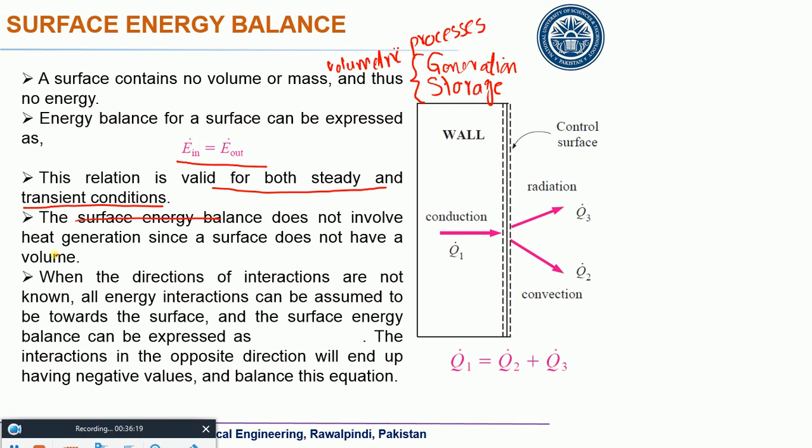So when the directions of interactions are not known, all energy interactions can be assumed to be towards the surface, and the surface energy balance can be expressed as this thing. By the way, in your statics course, if you do not know the direction of the force, you can assume a direction, and at the end you would have a negative sign with the answer, isn't it? So similar is the case here: if you do not know where the energy is coming from and where it is going, you can always take that all the energies are coming in, right? And finally you would have what? A negative sign with whatever the numerical answer is, okay?